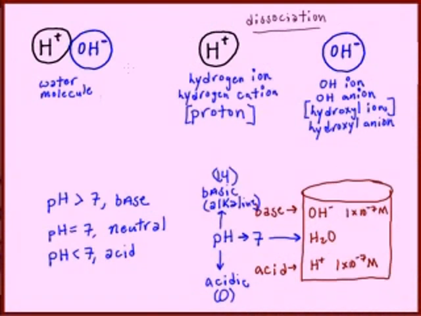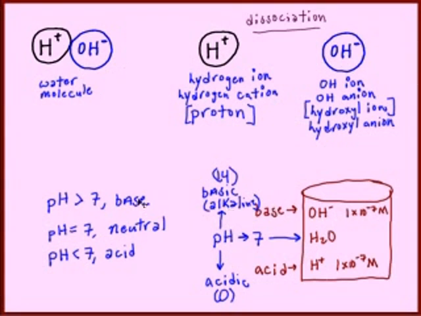Now in water you have all 3 substances: the water molecule, the hydroxyl ion, and the proton. So if you add something to water that increases the proton concentration, that is an acid. Or if you add something to water that decreases the hydroxyl ion concentration, that's an acid. If you add something to water that increases the hydroxyl ions or decreases the protons, that is a base.